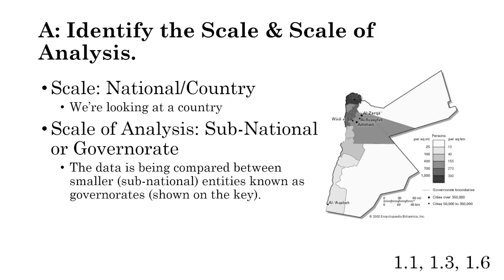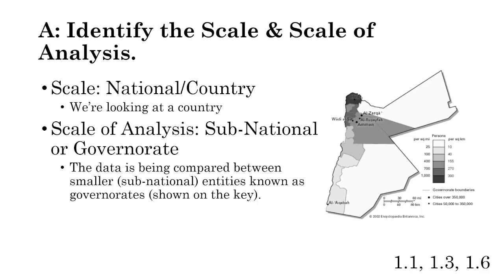So subnational is a better answer than regional, because regional could be something greater than one country. It could be a region of multiple countries. So subnational always means below the nation. It always means smaller than the countries. If this was a map of the United States, state would be the scale of analysis, because that's what our states are called. They're called states. What did I say here? The data is being compared between smaller, subnational entities, and that's known as governorates, which are shown on the key.